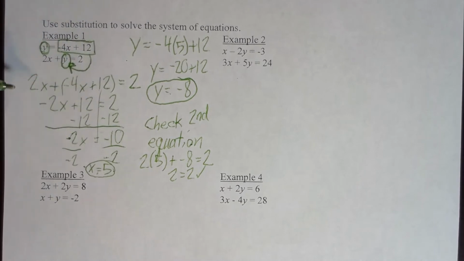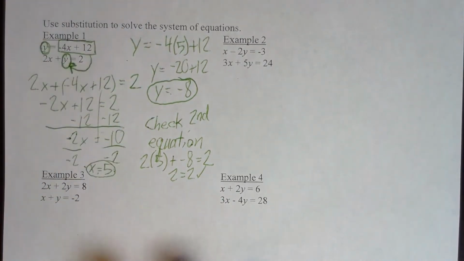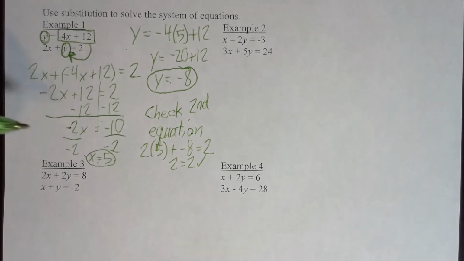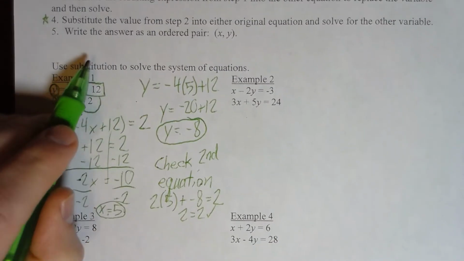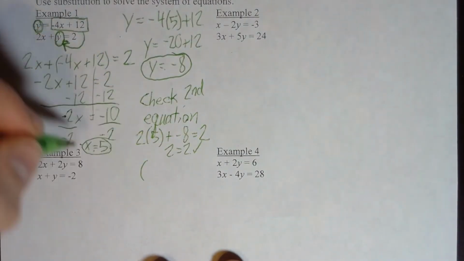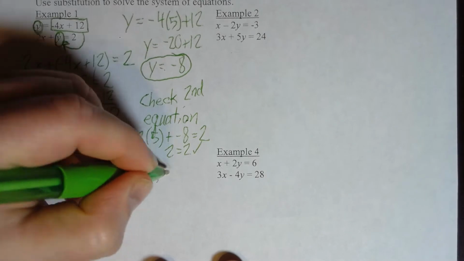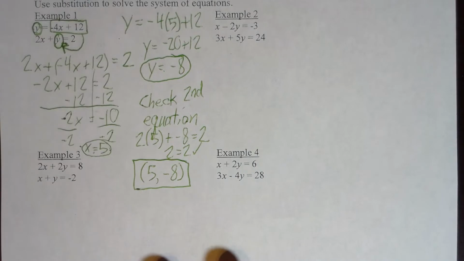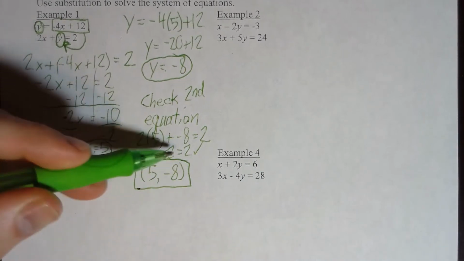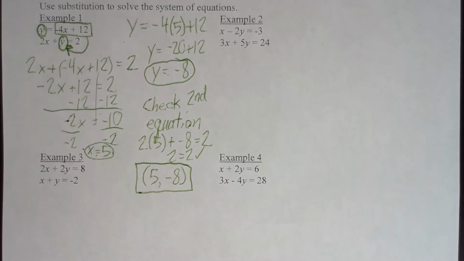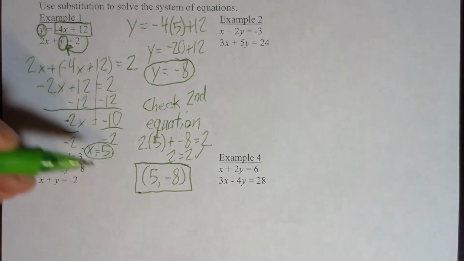I'm sorry, this takes a lot of paper. When you're doing this on your own, I'm using a big piece of paper to do this. Finally, step number 5 is write the answer as an ordered pair. 5, -8. And that is our solution. That is the answer that we're looking for. That is the answer you're going to give me to a system of equations. Okay, let's try the next one.